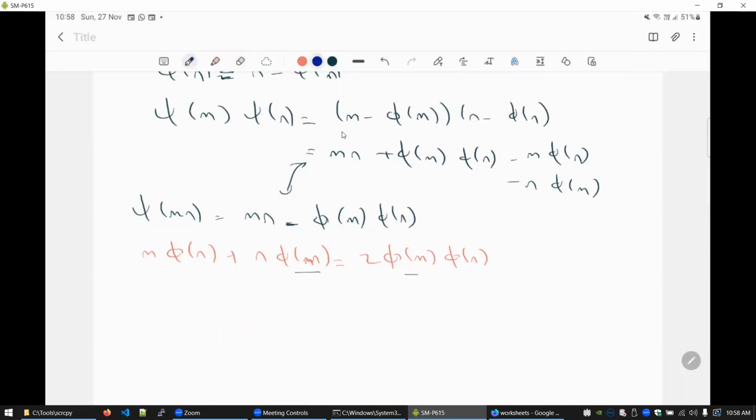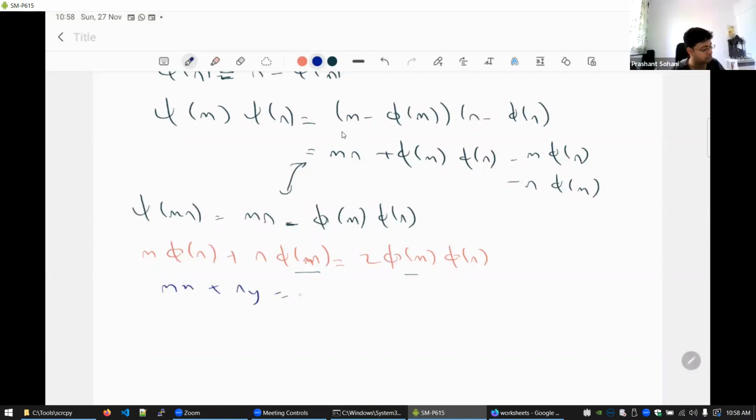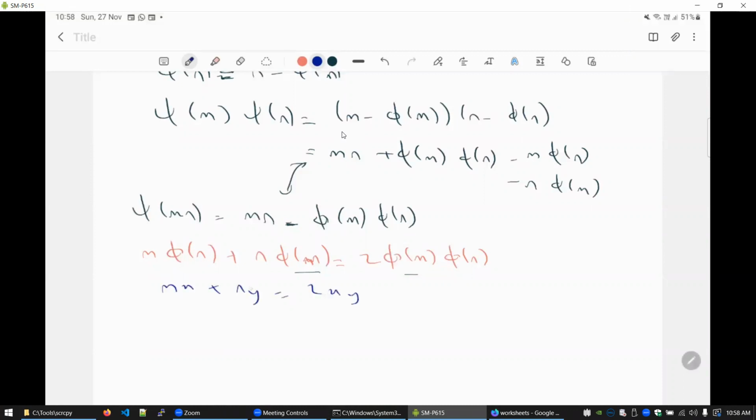Then maybe we can try to factor it in terms of phi of n and phi of m. Like, if we have variables x and y, it will be like mx plus ny is equal to 2xy, something like that. Okay. And then I am not quite sure how. Yeah, I can certainly understand the motivation that x, y, and xy are all present, so some regrouping can be done. Actually, not a bad idea to think about.